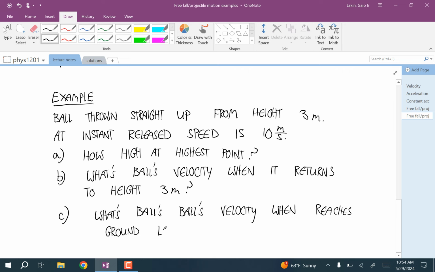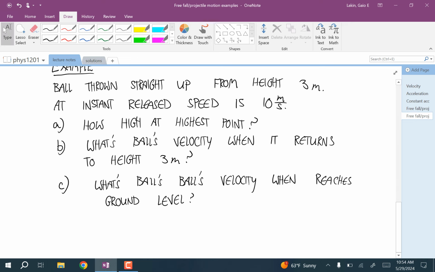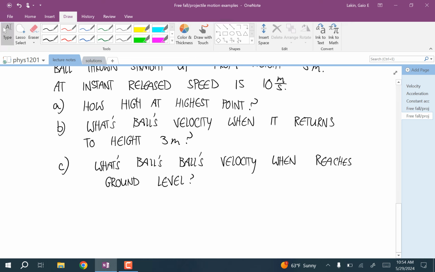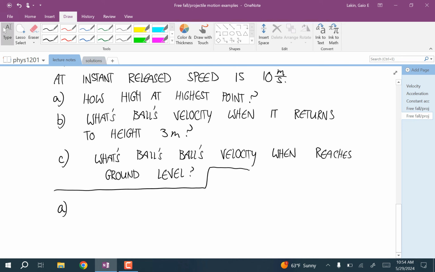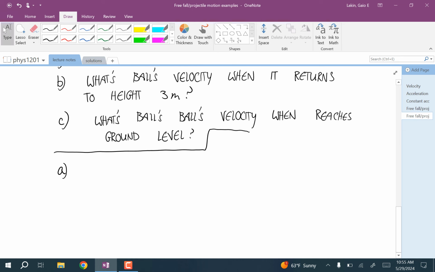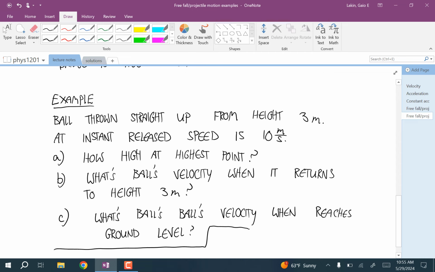Okay, we're going to have to choose different instants, like different times that the stopwatch says for each one of these. So we're going to think of these as 3 separate problems. Starting out with part A, we want to calculate how high the ball is at its highest point. So we're going to turn the stopwatch on. Time equals 0 is going to be when it's thrown.